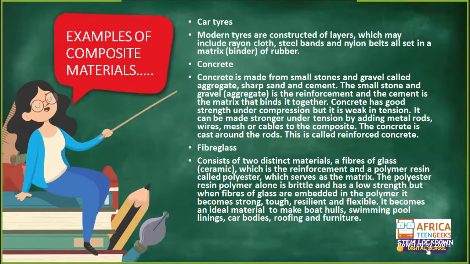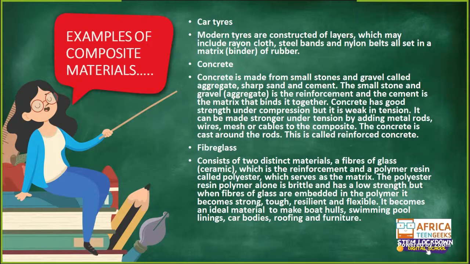Now let's look at fiberglasses. Fiberglasses consist of two distinct materials. A fiber of glass called ceramic, which is the reinforcement, and a polymer resin called polyester, which serves as the what? The matrix. The polyester resin polymer alone is brittle and has a lower strength.